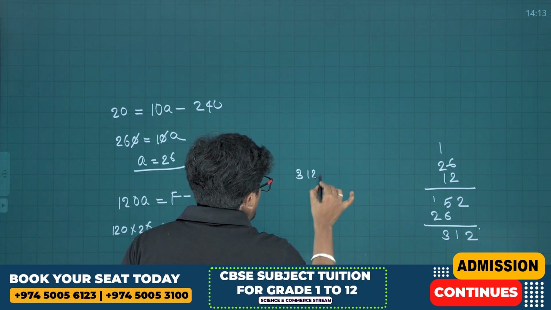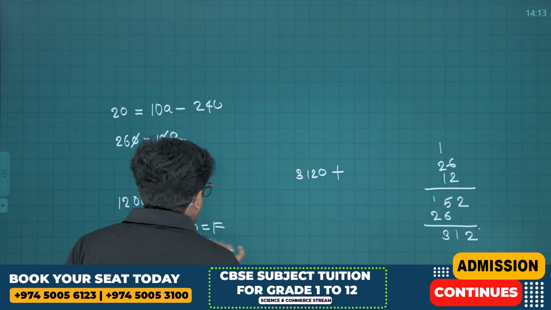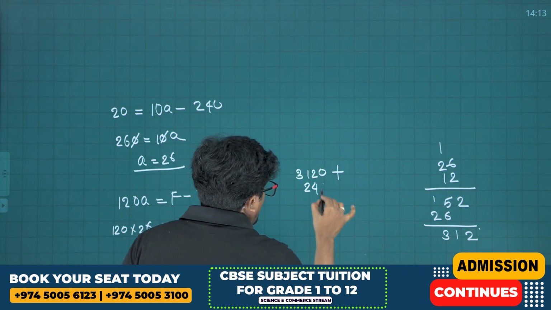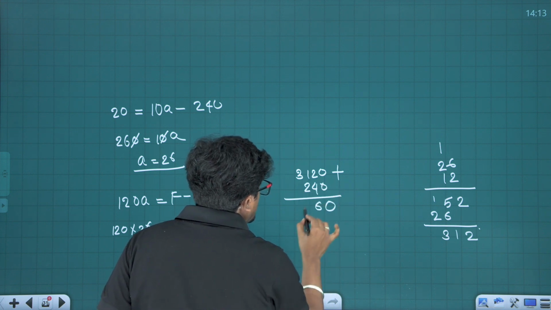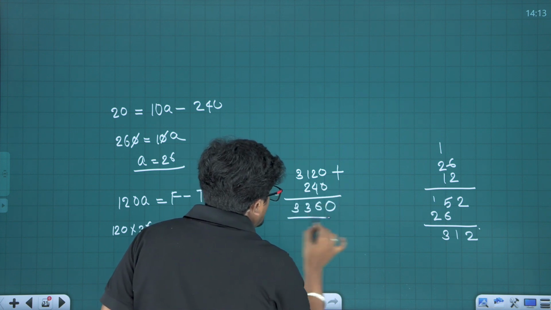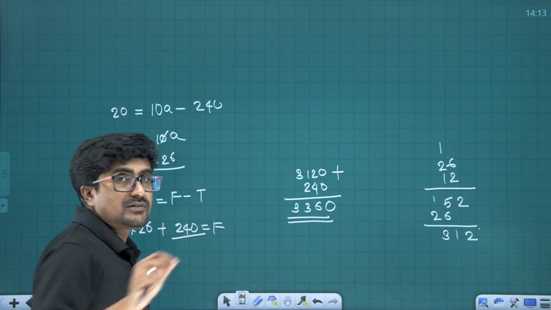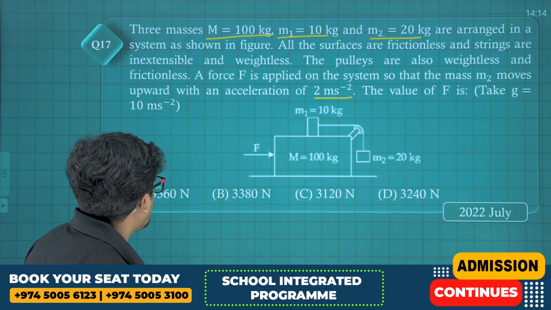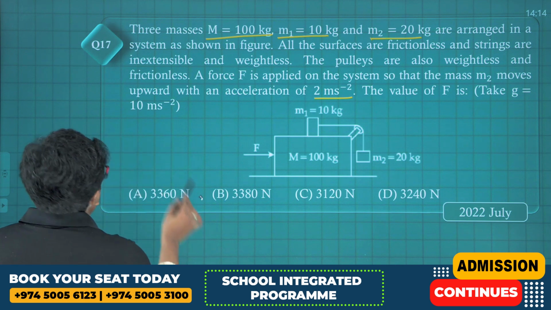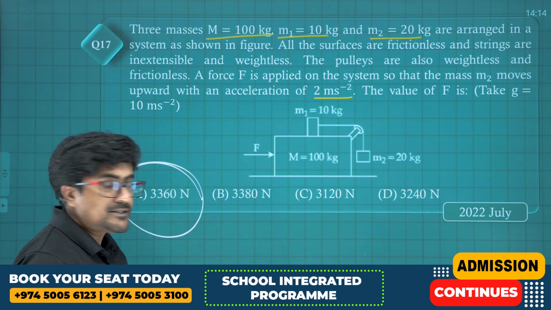So 3120 plus we have got 240 here. Here this is 0, 4 plus 2, 6, 2 plus 1, 3, and here it is 3. So the final answer is going to be 3360. It is going to be 3360, which means option A is going to be the correct answer in that case.